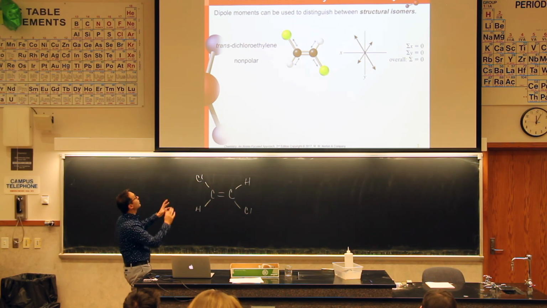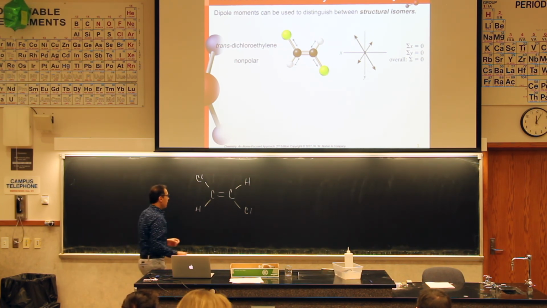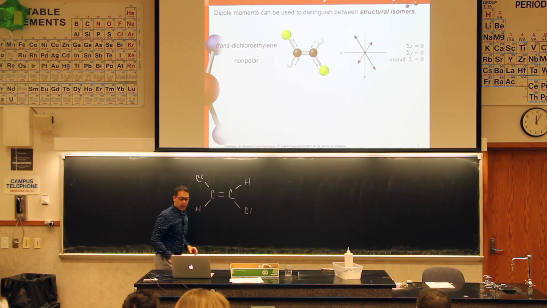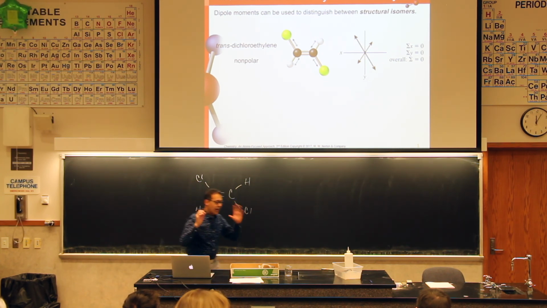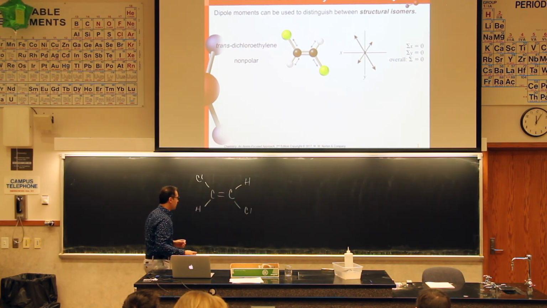Now the question is here, it says dipole moments can be used to distinguish between structural isomers, and we're trying to figure out whether or not this is a polar molecule. Now these atoms on this molecule here have different electronegativities. That is to say they have different degrees of wanting electrons.